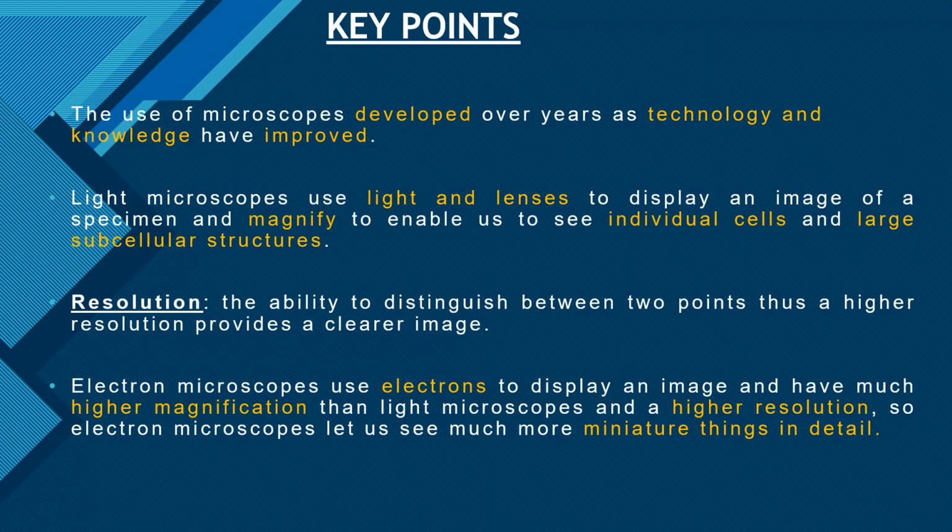Electron microscopes use electrons, not light and lenses, electrons. It's in the name, electron microscopes, to display an image and have much higher magnification than light microscopes. Higher magnification means that you can see the image clearer, and a higher resolution. So electron microscopes let us see much more miniature things in detail. A high resolution means a clearer image, because that's in the definition. A higher resolution provides a clearer image.